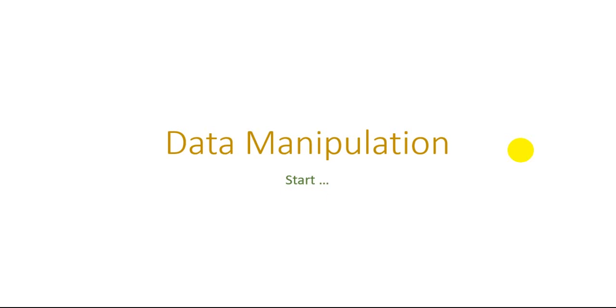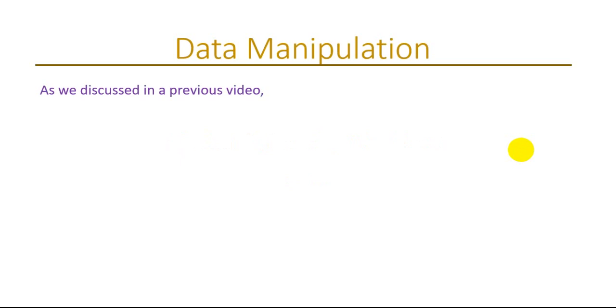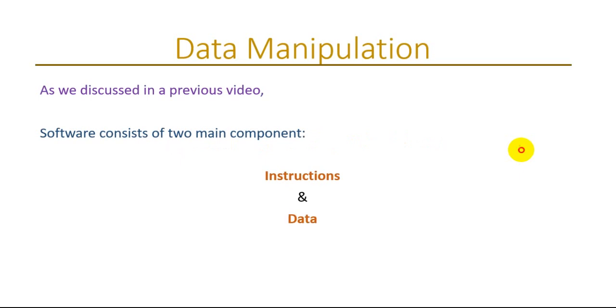We are going to look at data manipulation. So let's go ahead and see what it is. In our previous video, we discussed that software consists of two main areas. One is the instruction, the other one is the data. Okay, so we know that.